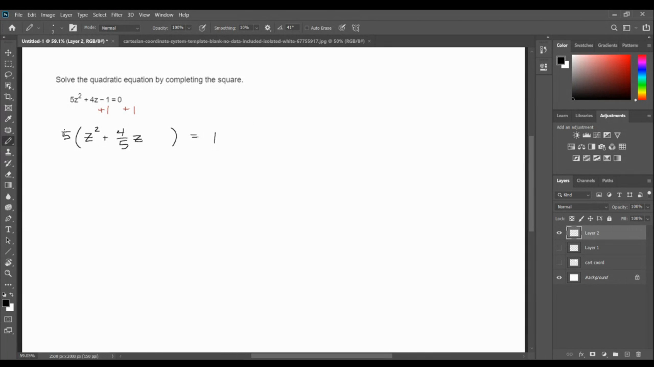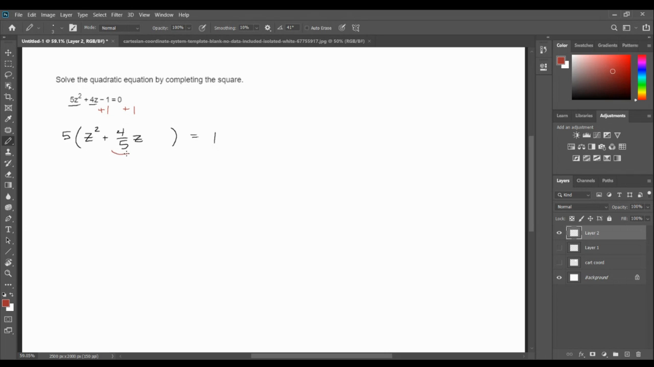So thinking about this, if I were to multiply the 5 back through, 5 times z squared is 5z squared. 5 times 4/5 is 4 times z is the 4z. So now I've got 5 factored out. My leading coefficient inside here is 1. So now I can complete the square.